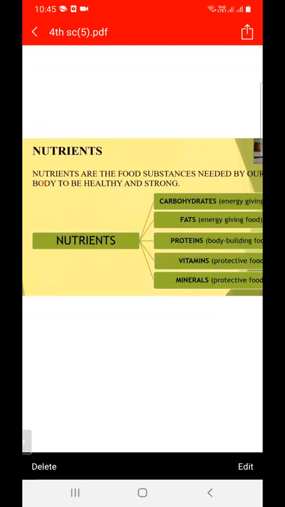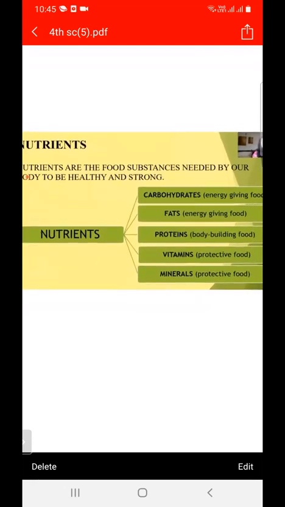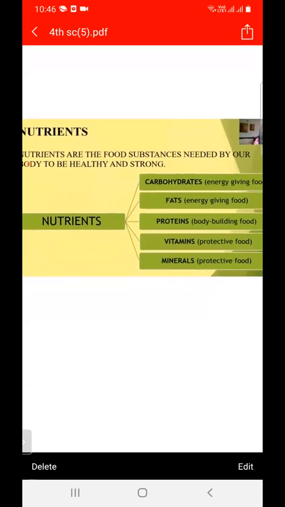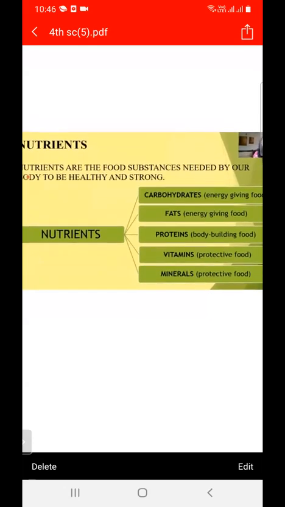Carbohydrates are energy giving food, and fat is also energy giving food, and protein is body building food, and vitamins and minerals are called protective food. So what are the types of nutrients? Carbohydrates, fats, protein, vitamins, and minerals. Carbohydrates and fat are energy giving food, protein is body building food, and vitamins and minerals are called protective food.